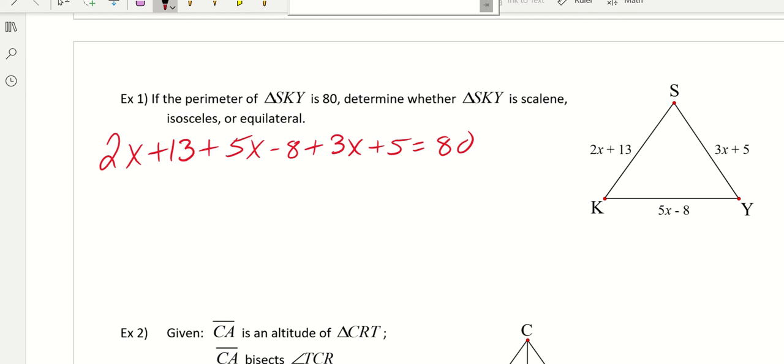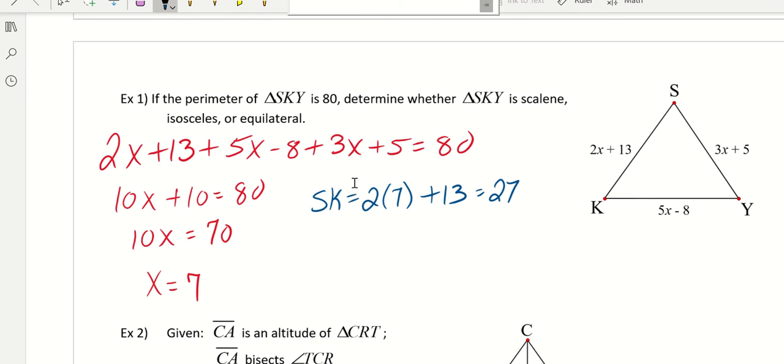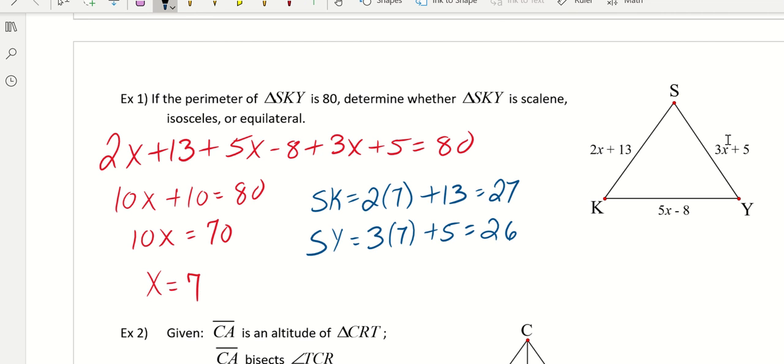Let's combine like terms and solve. I get 10x plus 10 equals 80. 10x equals 70. Divide by 10, and x has to equal 7. So now let's find the side lengths. SK is equal to 2 times, instead of x, you sub in a 7, plus 13. That's going to be 14 plus 13. SK is 27. For SY, 3 multiplied by, instead of x, you plug in a 7. That's going to be 21. 21 plus 5, we get 26 for SY.